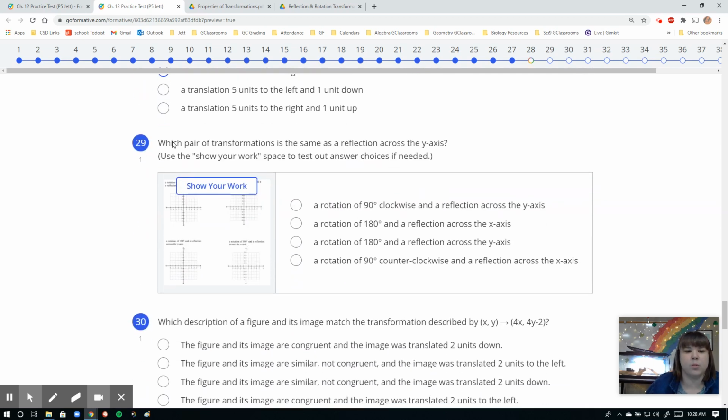All right, next one, it says, which pair of transformations is the same as a reflection across the y-axis? So we can use the Show Your Workspace to test out the answer choices if needed.